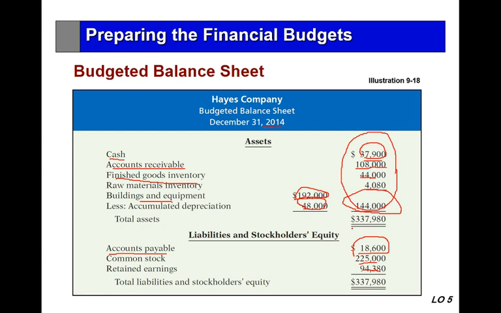Then the total assets will be 337,980, which is equal to total liabilities and stockholders' equity. Here we finish our comprehensive example.